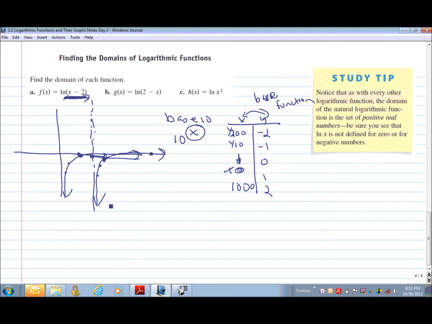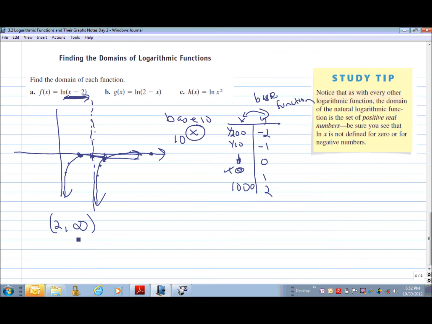The domain is going to be all x values greater than the asymptote, so greater than 2. So all x values greater than 2. You could put 2, comma, infinity, don't include 2. Infinity's never included because you can't reach, of course, infinity.